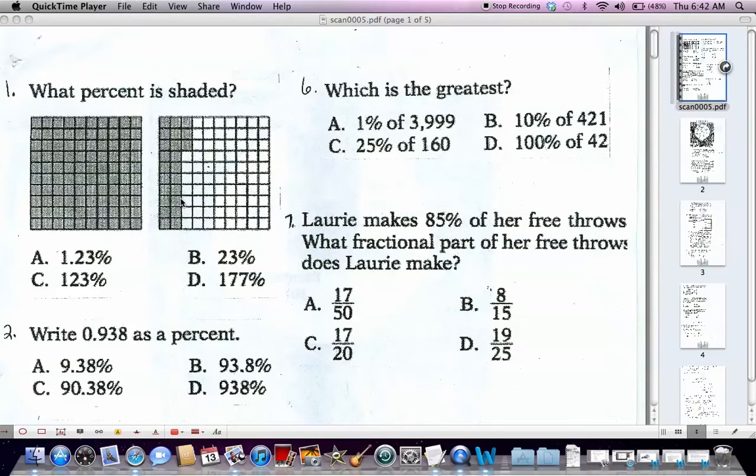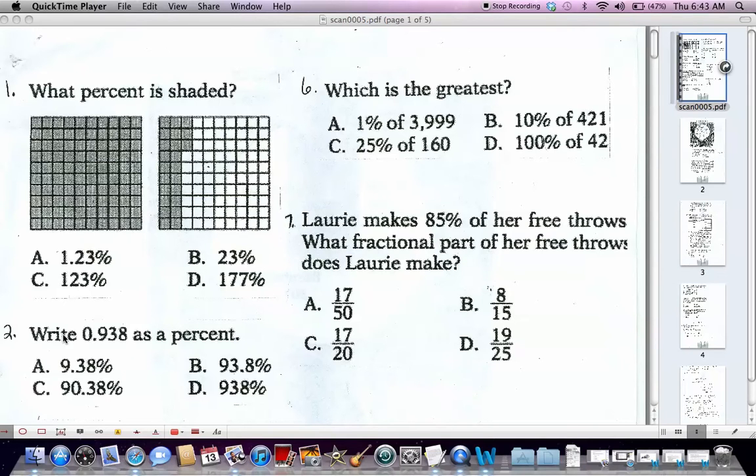Today's December the 13th, 2012, and this is our pre-algebra unit test for 7th graders at TCMS. Number one, what percent is shaded? So you're going to look at these and see what percent is shaded. 1.23%, 23%, 123%, or 177%. What percent from these two blocks are shaded?